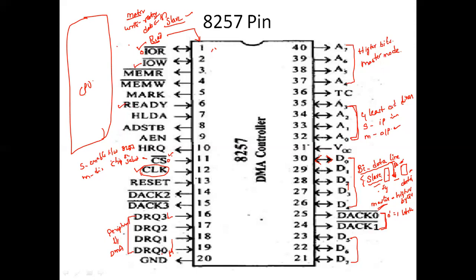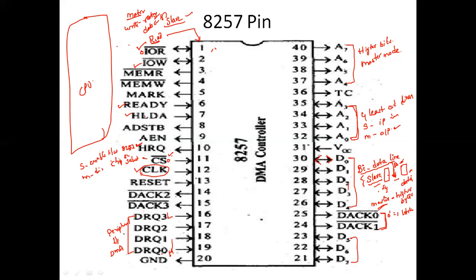HRQ and HLDA. HRQ means hold request. It holds the request signal sent from the output device. In slave mode, it is connected with DRQ, and in master mode, it is connected with the hold signal. HLDA means hold acknowledgement. It indicates to the DMA controller that the bus has been granted to the peripheral. So that is the acknowledgement signal.